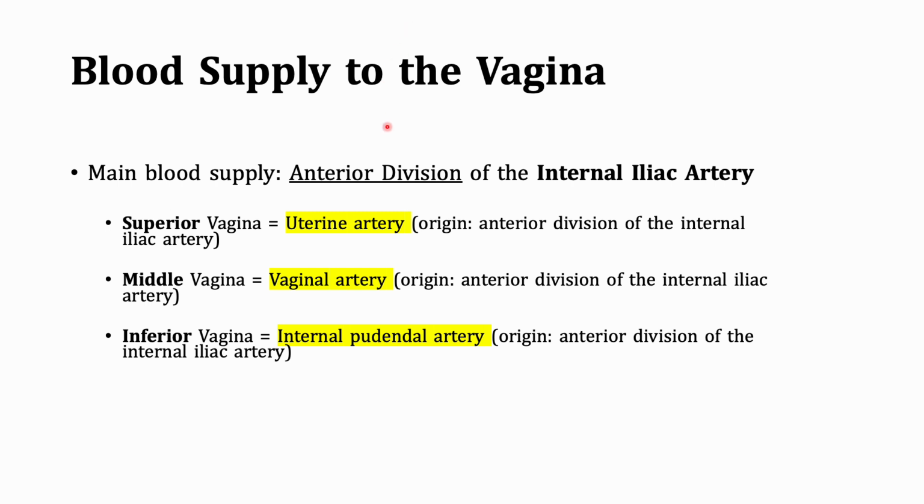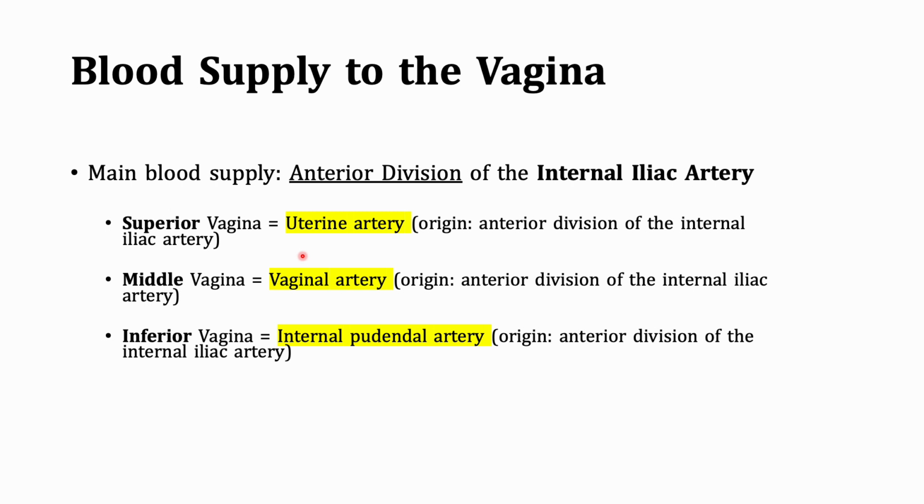Okay, so blood supply to the vagina, we're just going to start there. Mostly the main blood supply is going to be the anterior division of the internal iliac artery. And we will go into the anterior and posterior divisions of the internal iliac artery another time, but right now, this is just what we're going to mention.